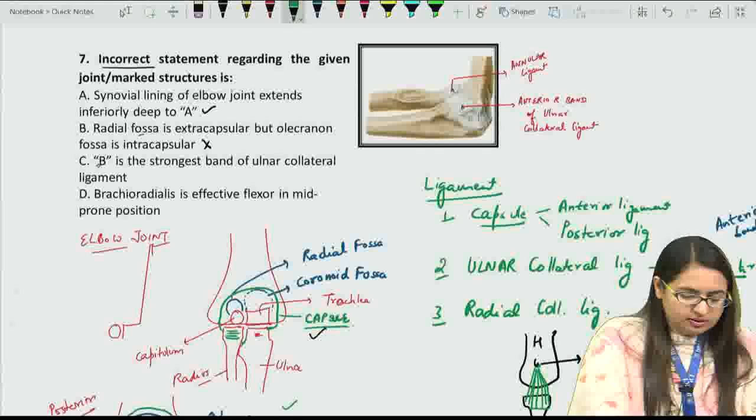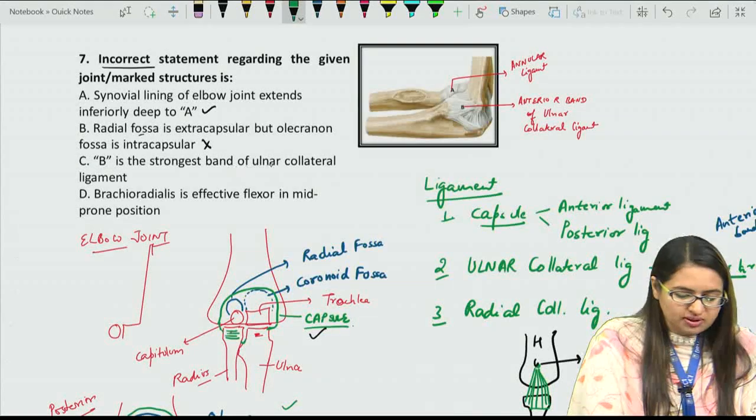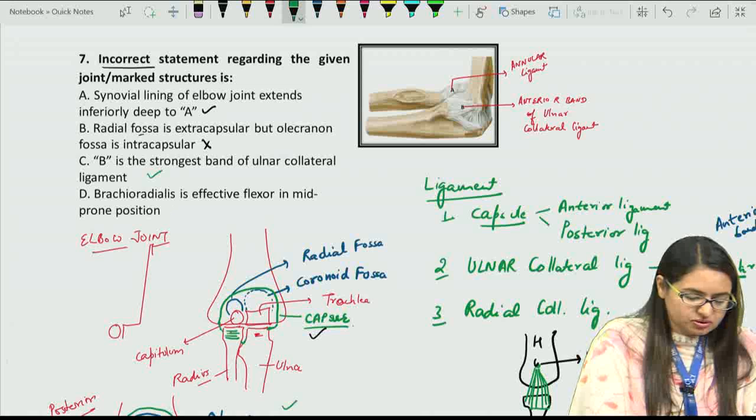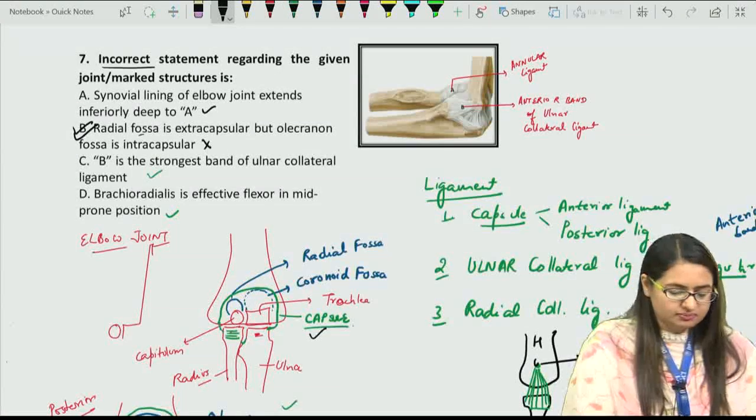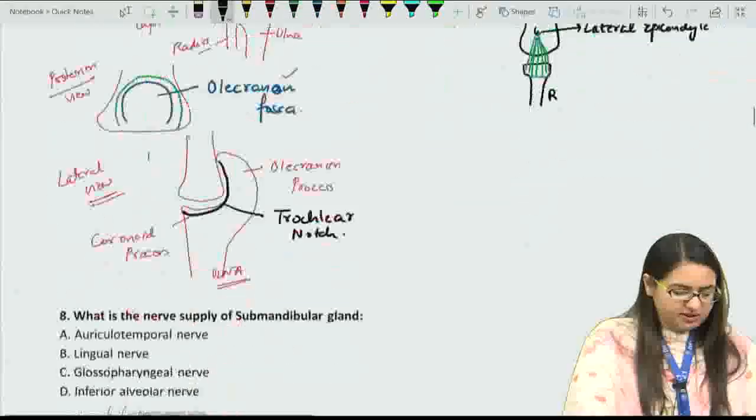Then option C says the anterior band is the strongest band of the ulnar collateral ligament. This is correct. Option D says the brachioradialis is a muscle which is an effective flexor in the mid-prone position. This is also correct. So the answer for this question 7 will be B. Now we come to the next question.